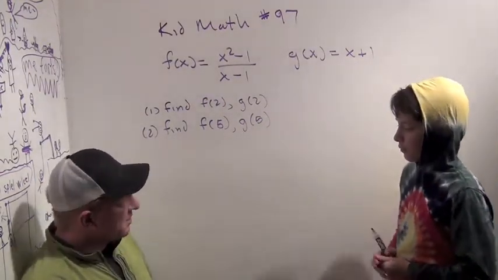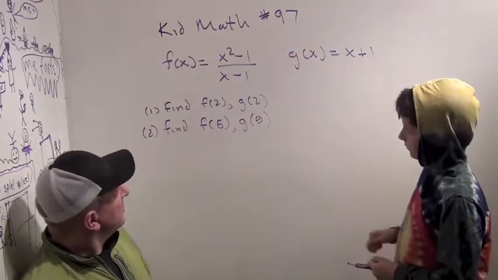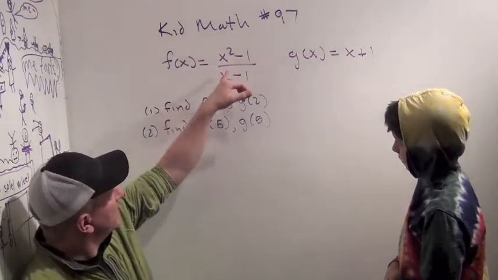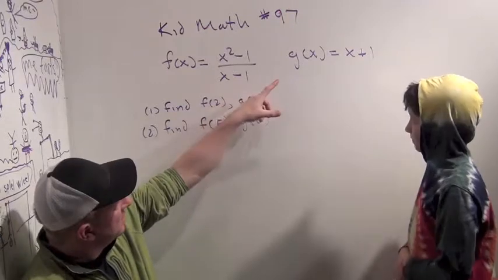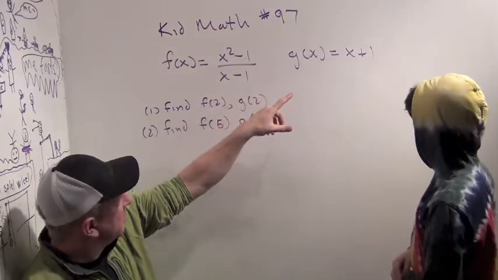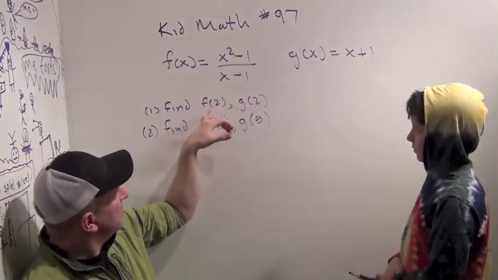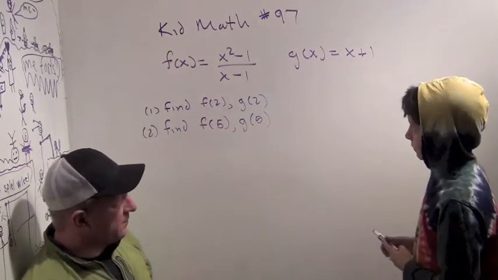So today we were going to do a fun little talk about functions, just to show you that there is a little bit of subtlety to functions. We have this one function, f of x equals x squared minus 1 over x minus 1. And we have this other function, g of x equals x plus 1. So first, find f of 2 and g of 2.